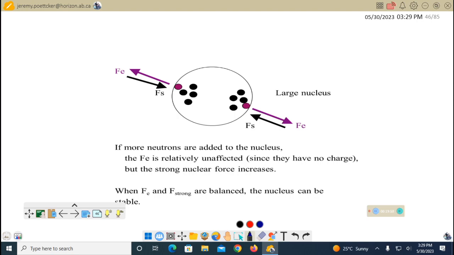But the bigger the nucleus, and therefore spatially the further apart the protons are, the more neutrons we need to have in the nucleus.